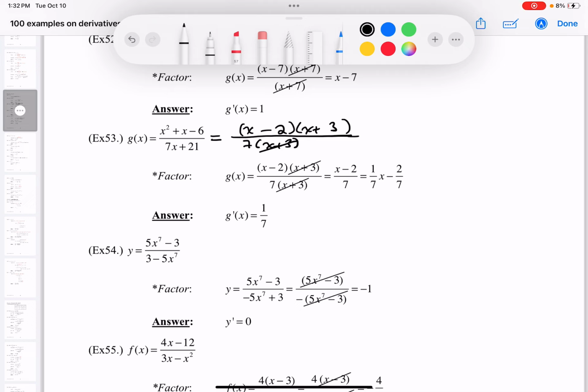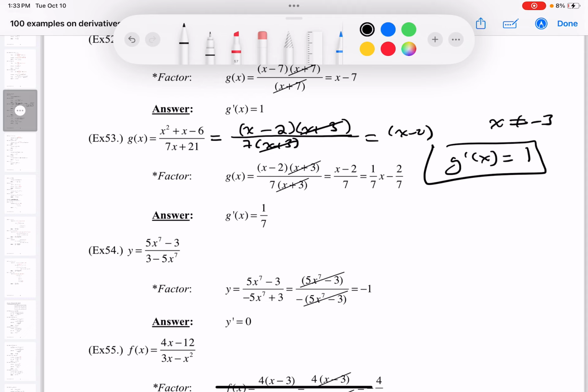X plus 3 cancels x plus 3. And to be brief, x couldn't be minus 3 because it would not be in the domain of the problem. So I'm left with an equivalent statement, x minus 2, again with the understanding that x is not minus 3. What's its derivative? Well, g prime's derivative is quite simple. It's just simply the number 1. I'm sorry, not the number 1. I forgot to put the 7 over here. I just noticed that. It's 1/7.